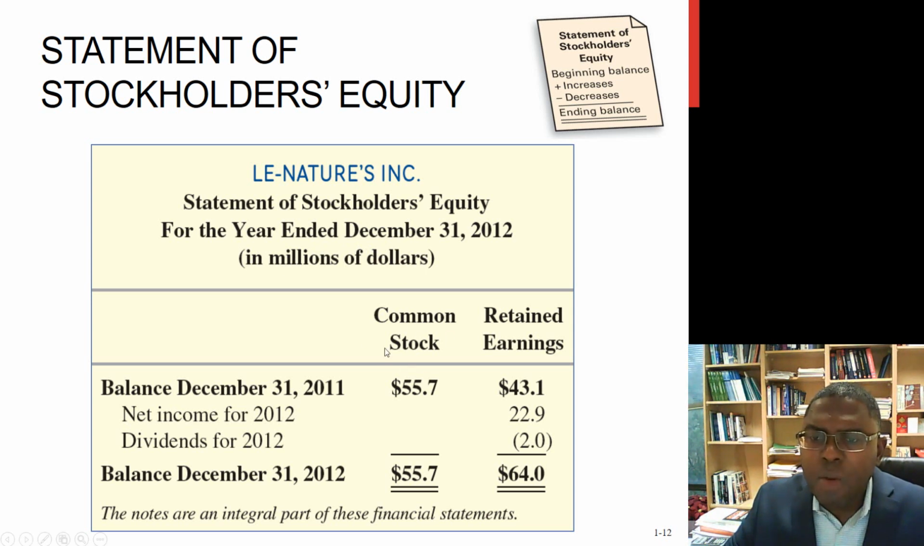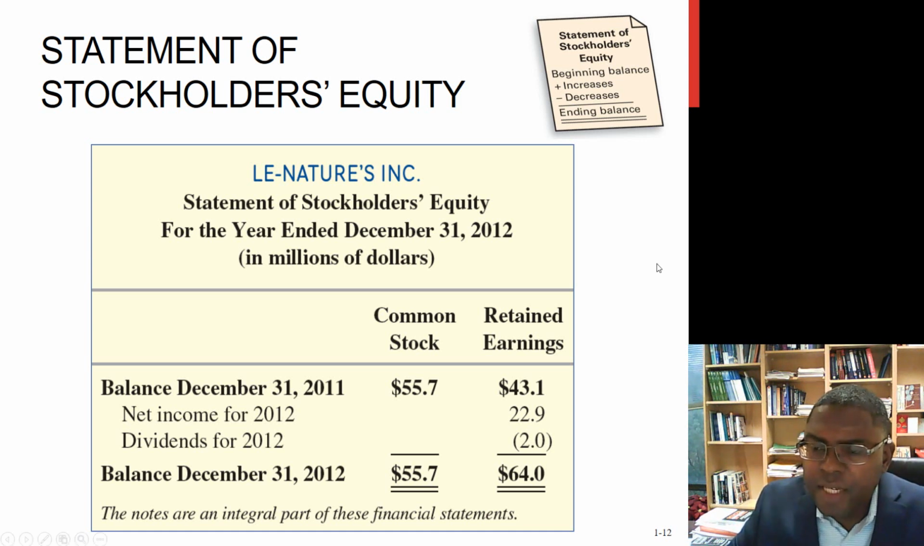So when we look at the common stock, we see that for this company, there is no change. The company ended December 31st, 2011 with about 55.7 million in common stock, and there was no addition. So the company ended the year December 31st, 2012 with 55.7 million.